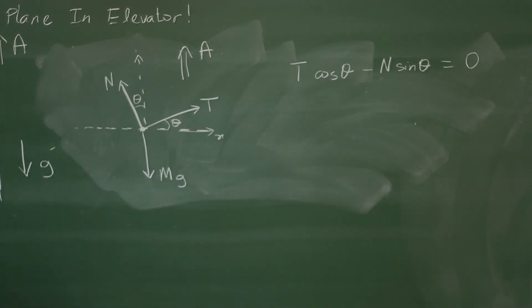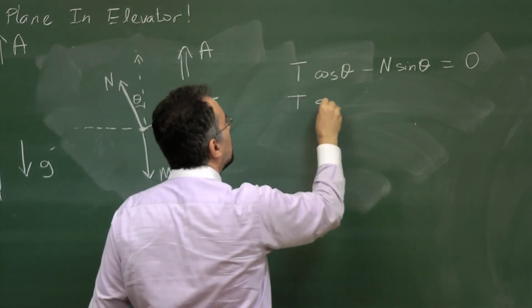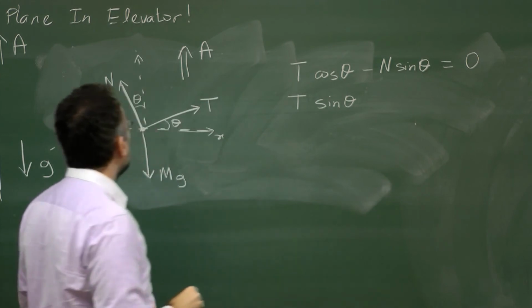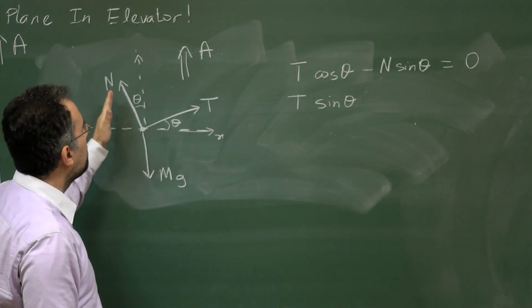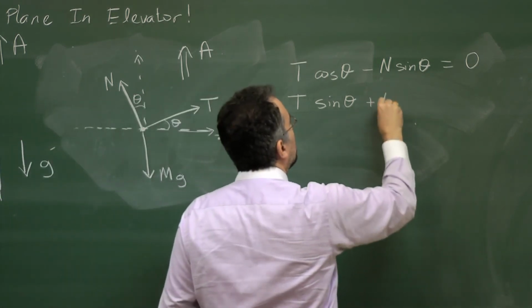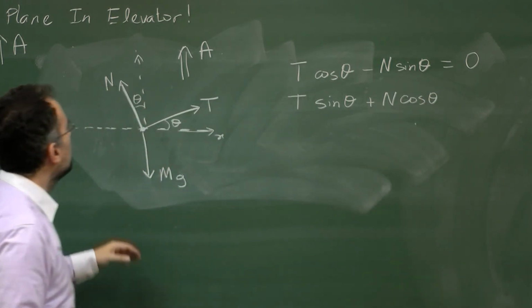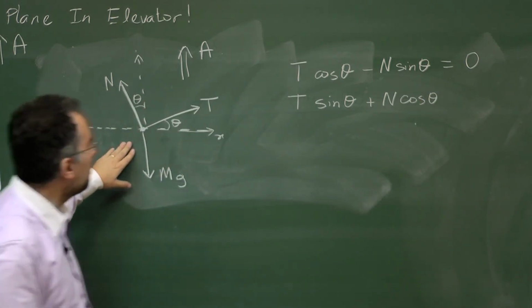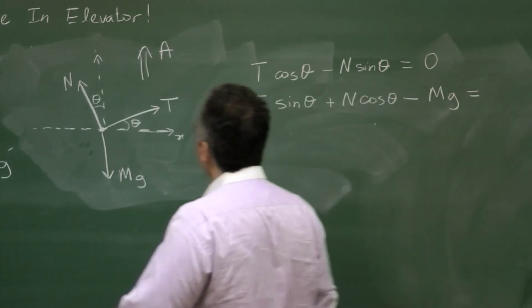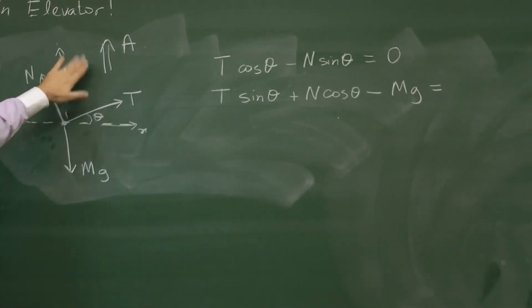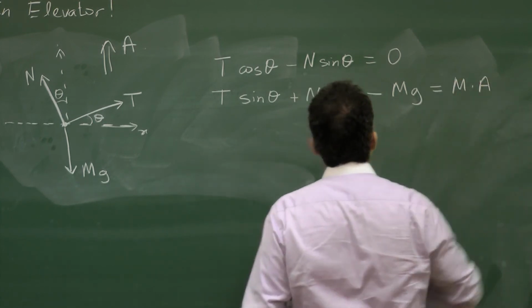Now, in the y direction, I have T sine theta, positive, and then I have plus N cosine theta, again positive, and then I have minus mg equals, there's acceleration in the y direction, which is a, so this must be mass times a.